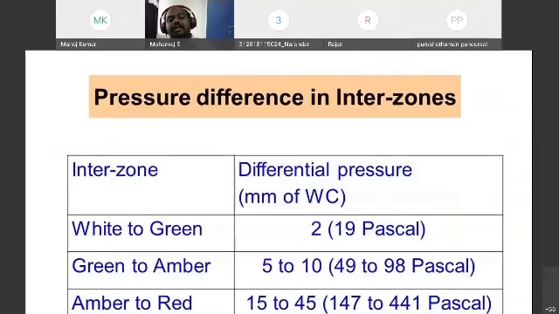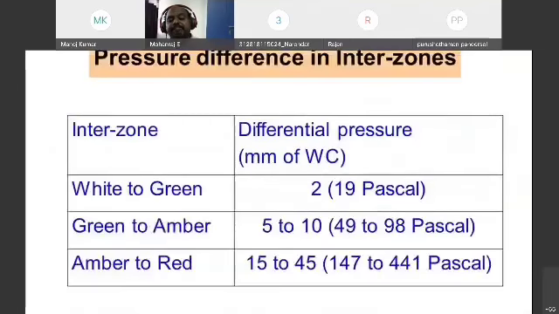So I said about various pressures to be maintained in each zone. Typically, what is the pressure to be maintained in each zone? From white area to green area, we have to maintain a pressure of around 2 mm of water column, or around 19.6 Pascal. From green to amber, a pressure difference of 5 to 10 mm, which is 49 to 98 Pascal. Amber to red, it is 15 to 45 mm of water column, which is 147 to 441 Pascal.